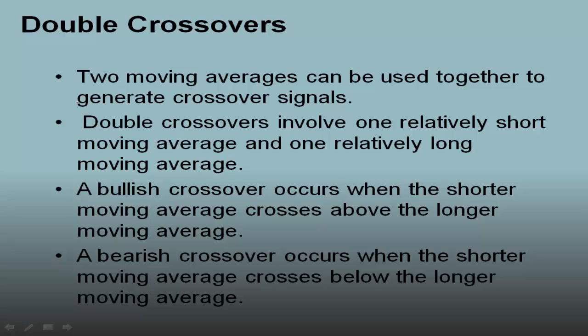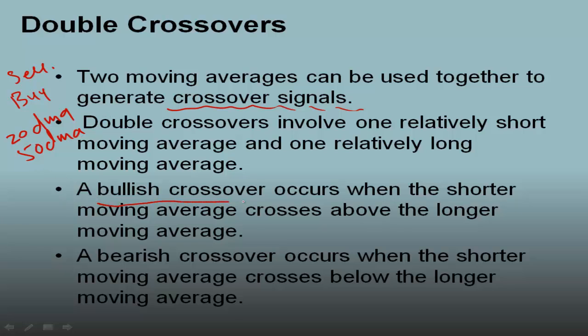So let's discuss what the uses of a moving average are. Two moving averages can be used to generate crossover signals. A double crossover involves one relatively short moving average and one relatively long moving average, which basically means you could have a system where you use a 20 DMA and a 50 DMA, and whenever the 20 crosses above the 50, it could be a buy signal, and when the 50 crosses above the 20, it could be a sell signal. You could use simple, exponential, or weighted moving averages. It is up to you.